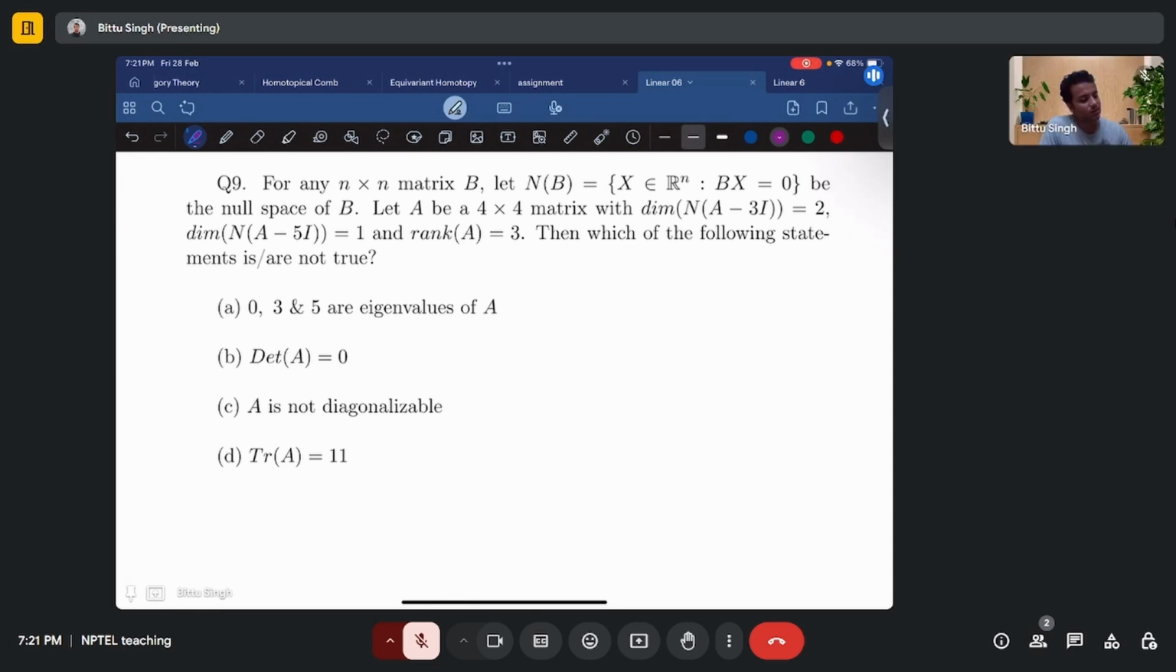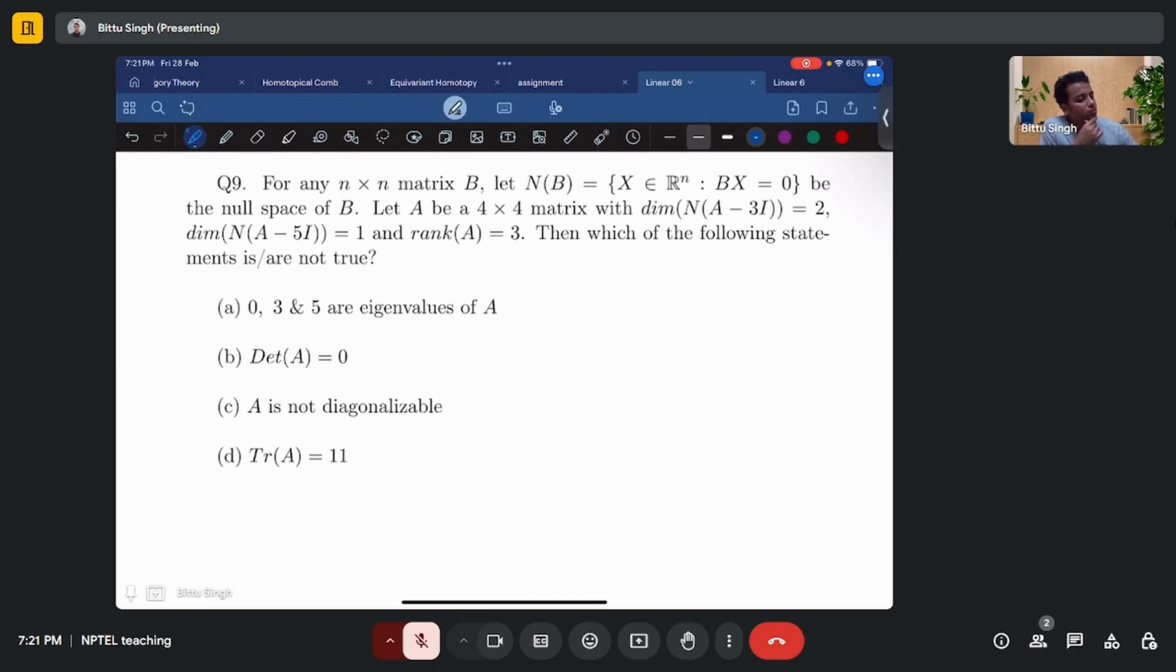N(B) denotes the null space: B times x equal to 0, for all those x belonging to R^n. That is the solution space or null space, whatever we say. And then the dimension of the null space of A minus 3I equals 2, of A minus 5I equals 1, and the rank of A equals 3.